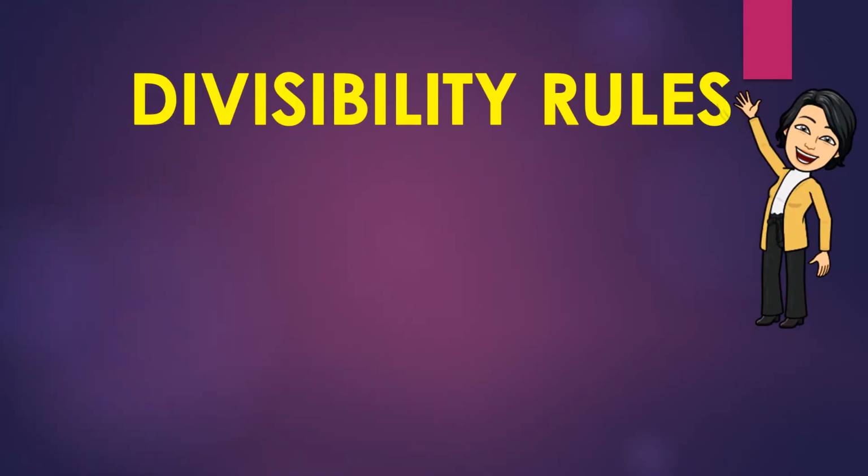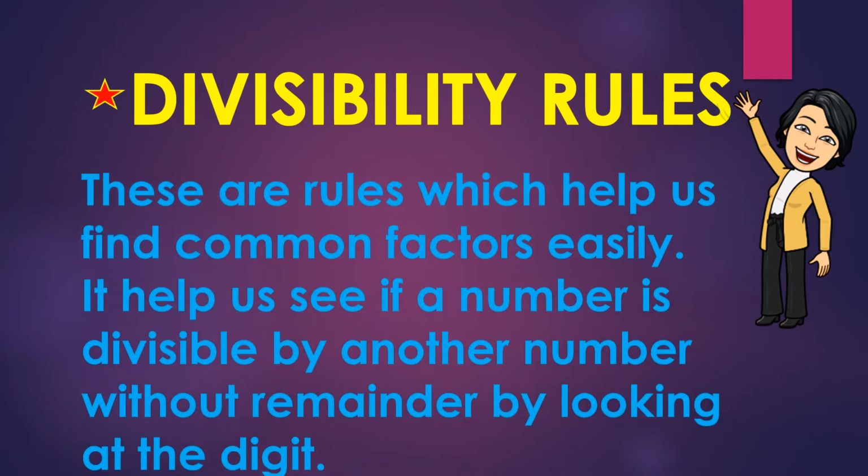First, divisibility rules. What is divisibility rules? These are rules which help us find common factors easily. It helps us see if a number is divisible by another number without remainder by looking at the digit.